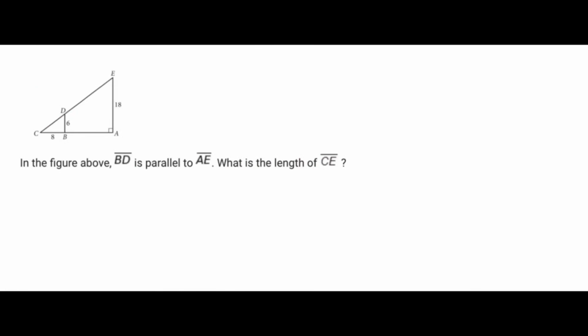In the figure above, side BD is parallel to side AE. What is the length of side CE? All right, so first off, we have two triangles, right? We have triangle EAC and also triangle DBC. The first thing to notice here is that there is similarity present between these two triangles.